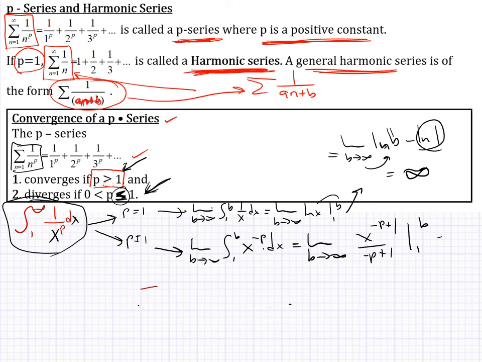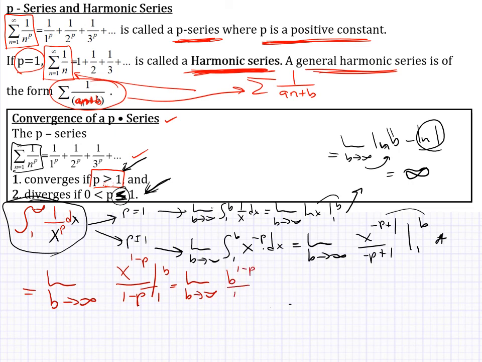So let's look at this now. We plug in b, we'll plug in 1. Remember, we're plugging in for x. Instead of writing minus p plus 1, I'm going to write 1 minus p. So I have the limit as b goes to infinity of x to the 1 minus p over 1 minus p between 1 and b, which will give me the limit as b goes to infinity of b to the 1 minus p over 1 minus p, minus 1 to the 1 minus p over 1 minus p.